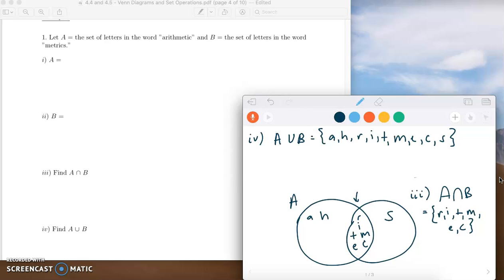The intersection, excuse me, that's not the right word, is it? The union is all the letters that exist in either set. The intersection is the letters that exist in both sets. So that would be this area in here. And the union is all of this, right? Okay.